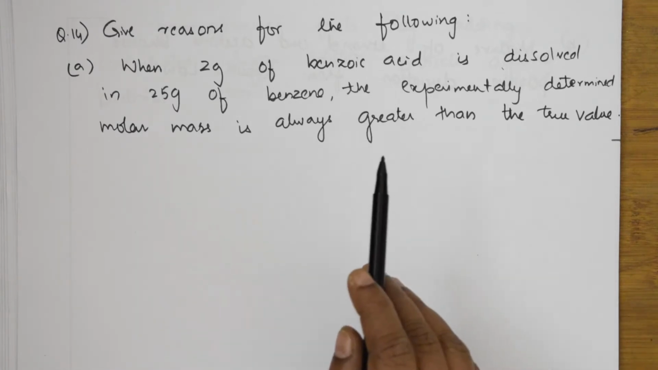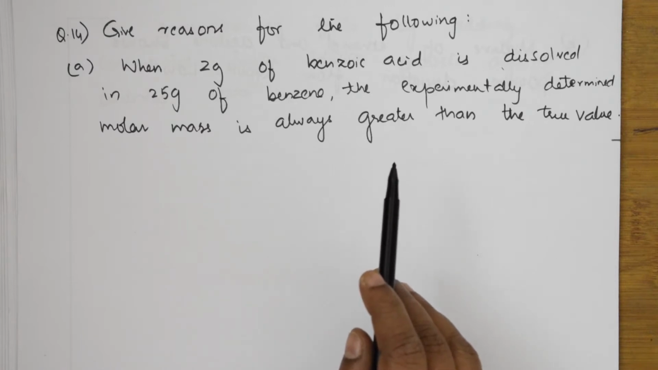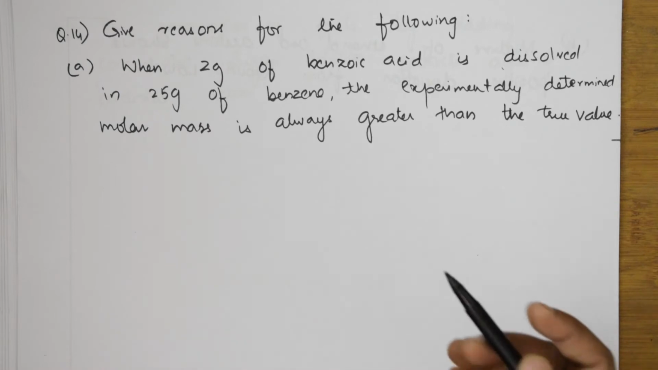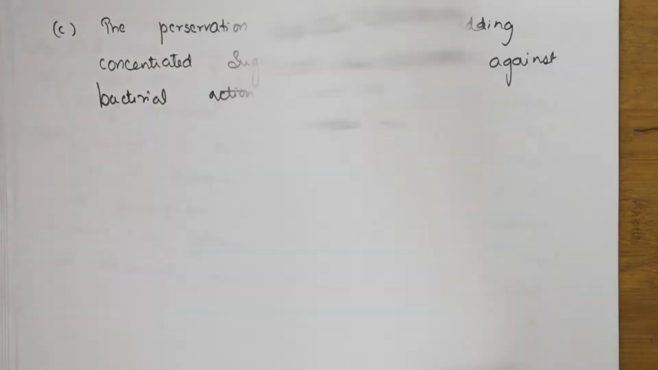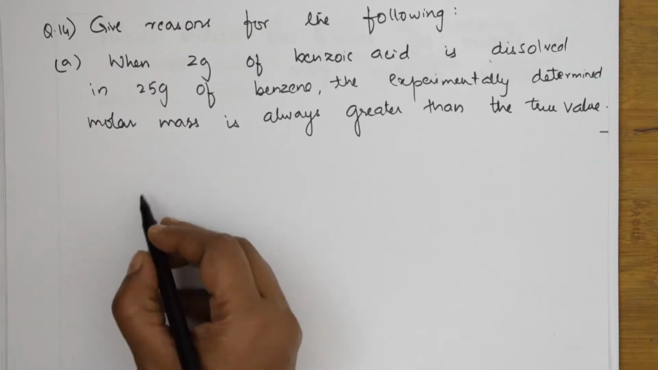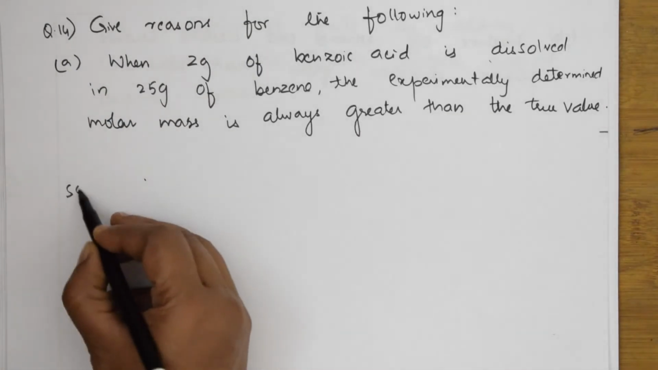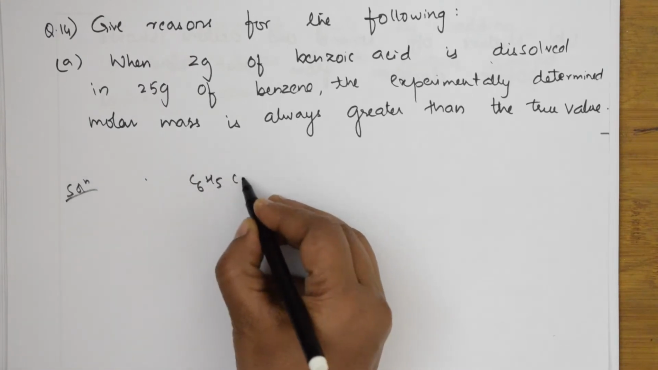Nothing to solve in that. The only thing you have to remember is benzoic acid has the property of dimerizing. It basically dimerizes, or associates together. So what will happen when it associates together? This is the first question, then this is the second question, and third question. So benzoic acid, what is the formula? Let us write C6H5COOH.